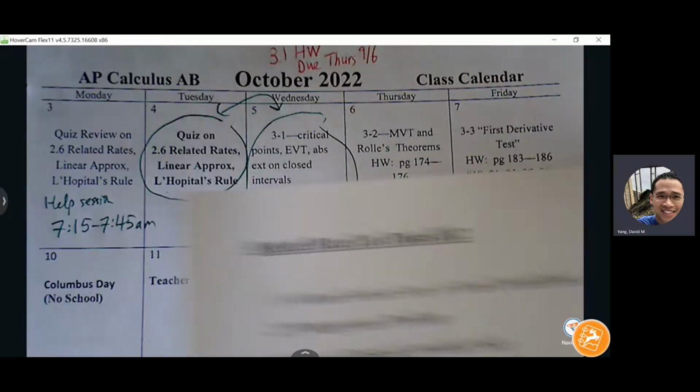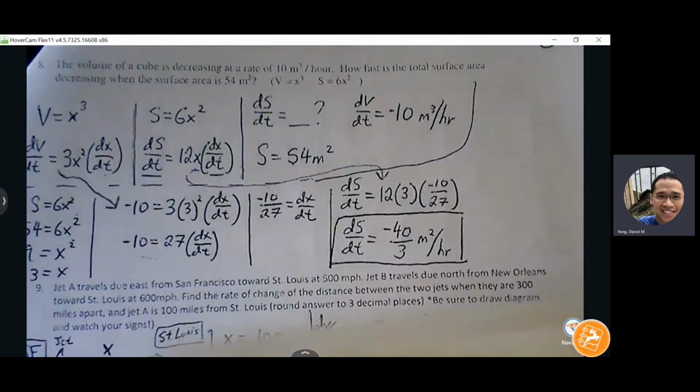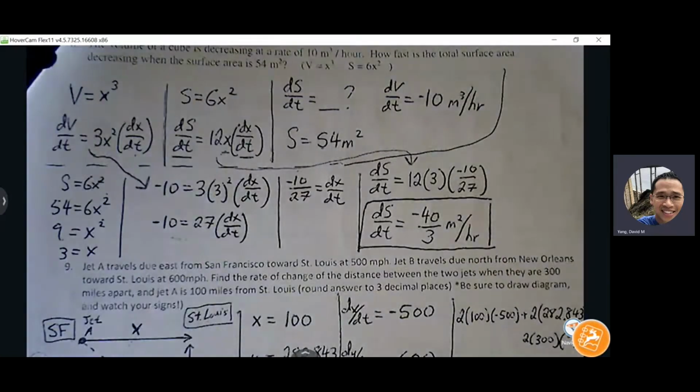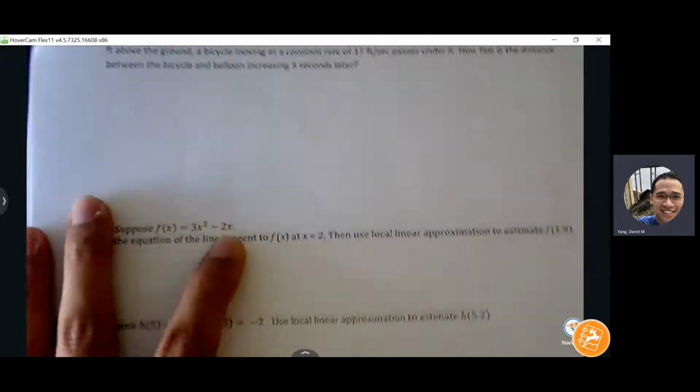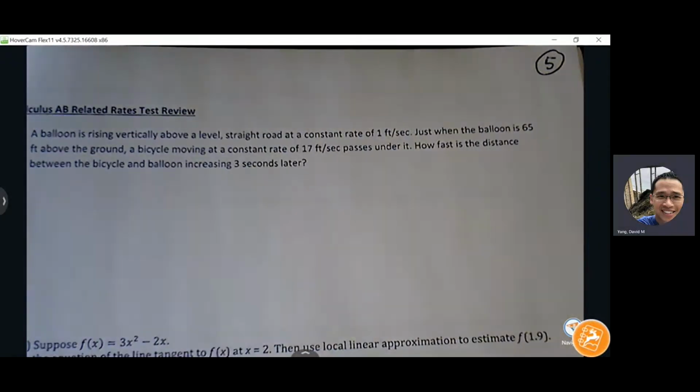All right, if there are no further questions, let's go to page 5 in your new test review packet. Is anyone missing this packet? I think everyone picked one up last week. It has three test reviews in it, and it has all the keys.